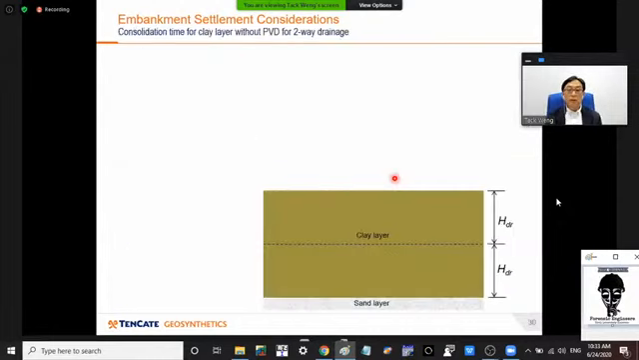Now, I will show you an example of how typically the consolidation settlement magnitude can be worked out. Let's take a clay layer that has a thickness of 2 times the HDR, and let's assume that the bottom is a sand layer. Then in the embankment construction, you would have introduced a sand layer above as well, which acts as a drainage, as well as an equipment support layer. And then the embankment is built on top.